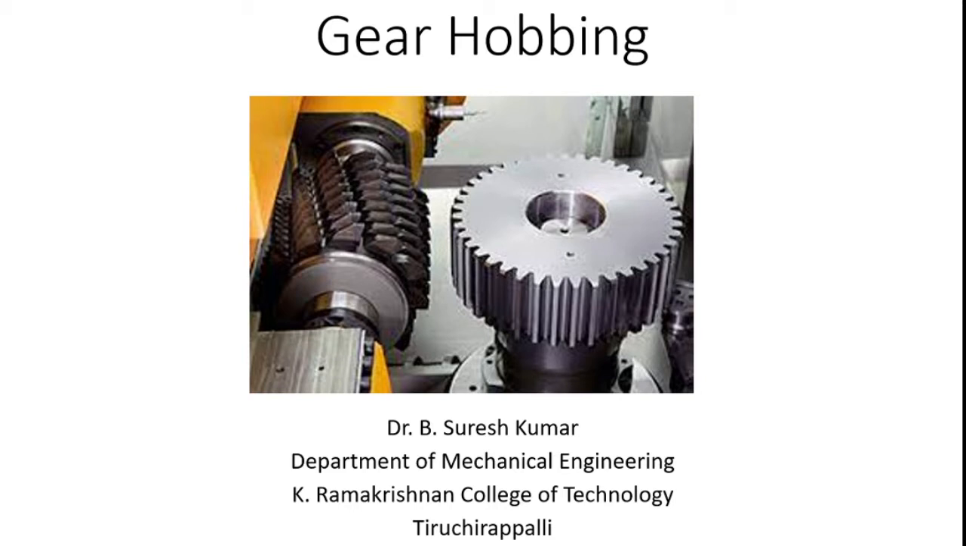Gear hobbing is used to form the gear profile on the gear wheel. It may be a spur gear or it may be a helical gear. We may manufacture them with the gear hobbing process.